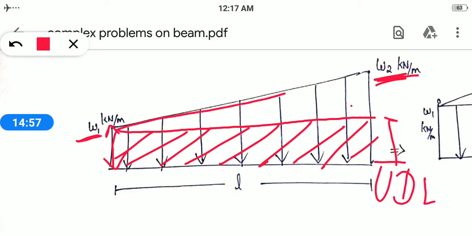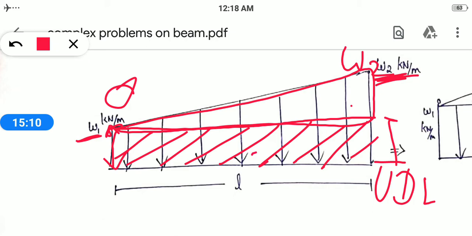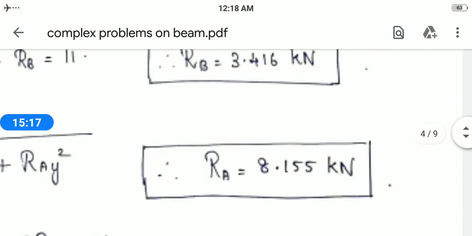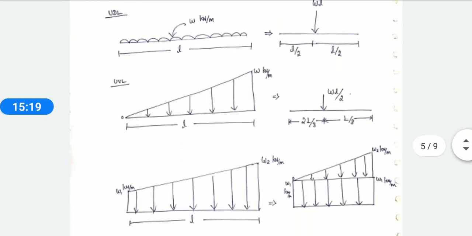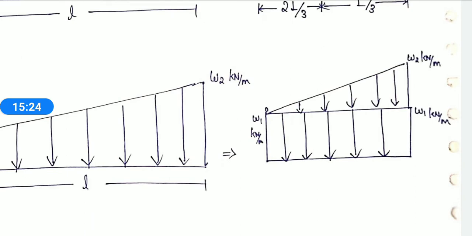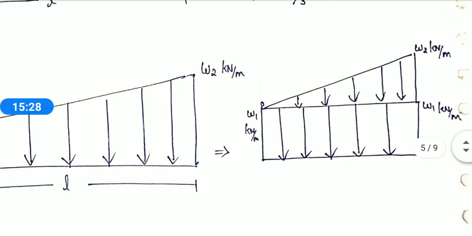and the remaining part, how does it look? It is like your VDL now, because it is 0 here and it is W2 over here. So it is a combination of your UDL and varying load. That is what I had mentioned over here. See here. That can be resolved into two things, one as a UDL and the other one as a VDL, like a varying load.